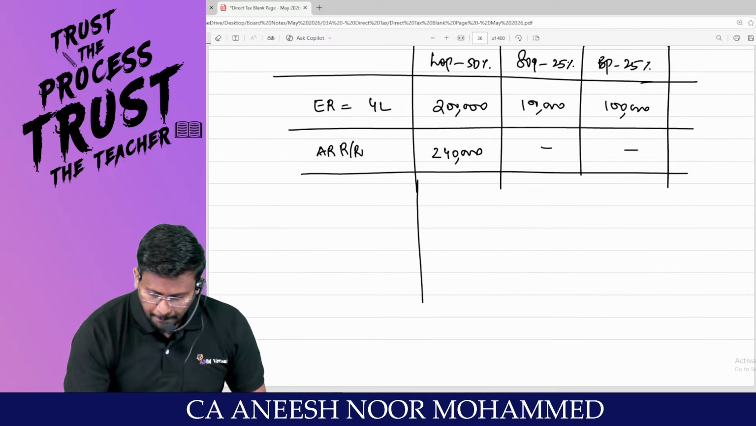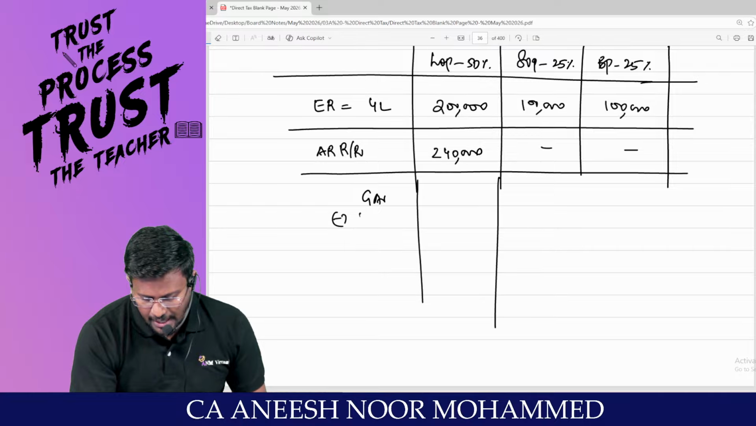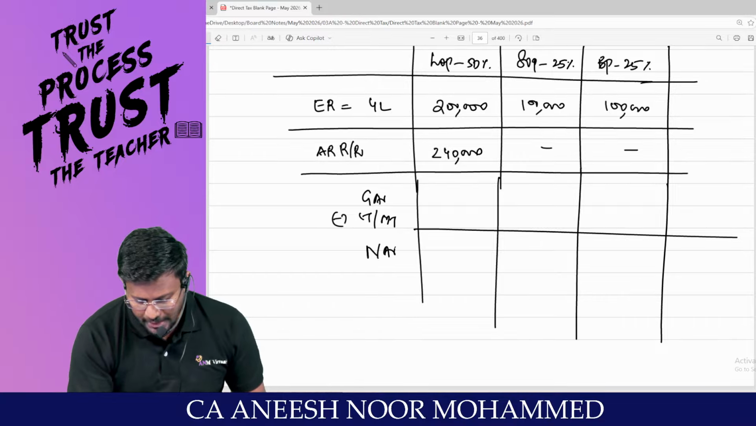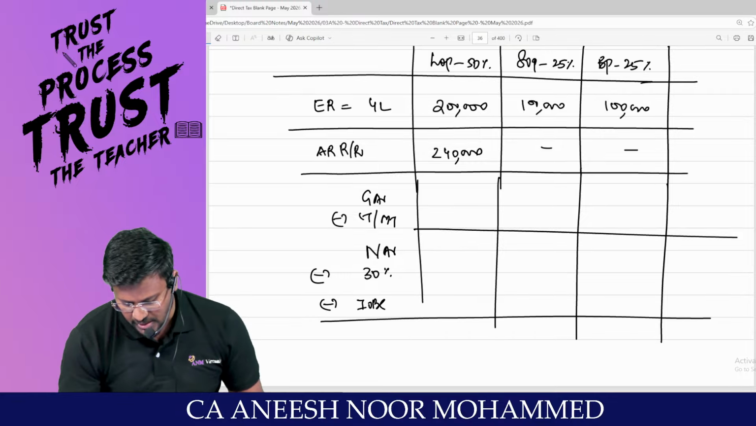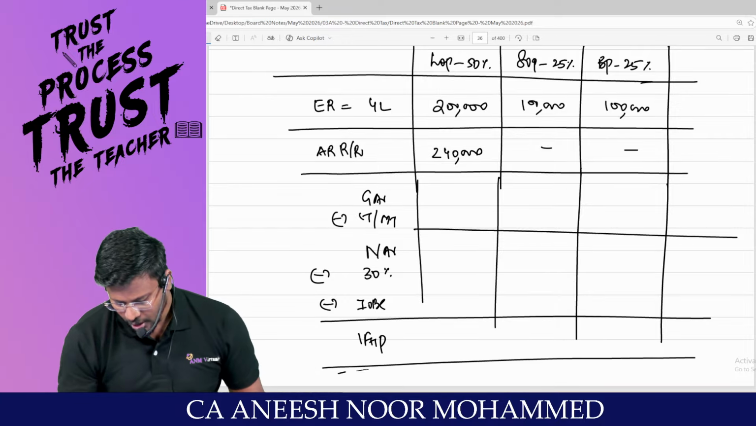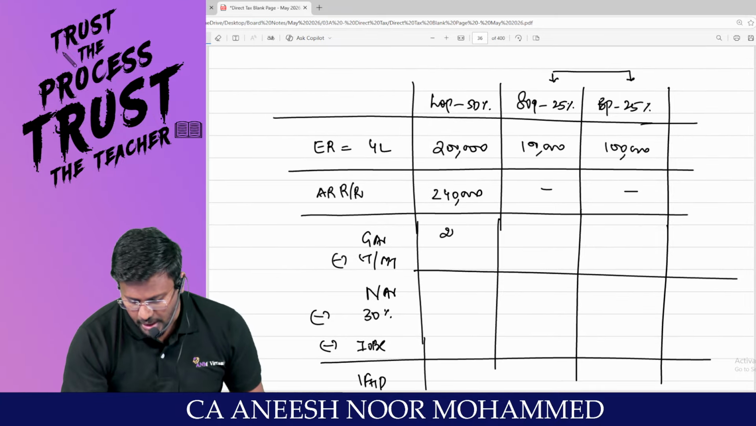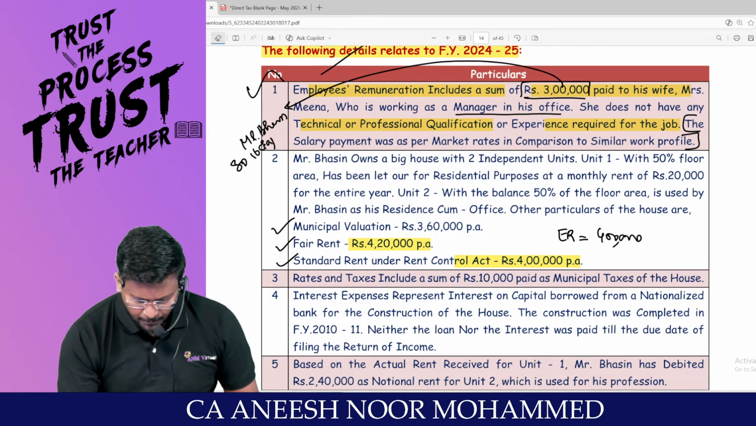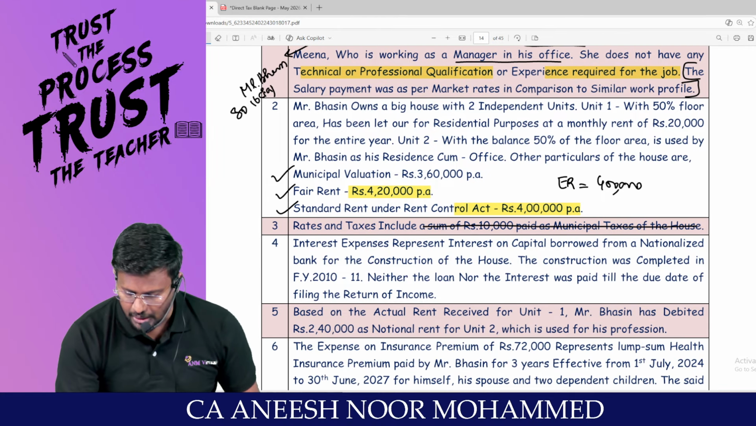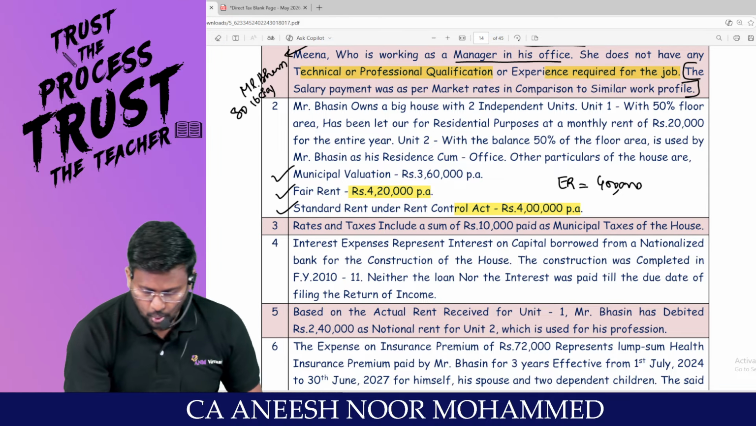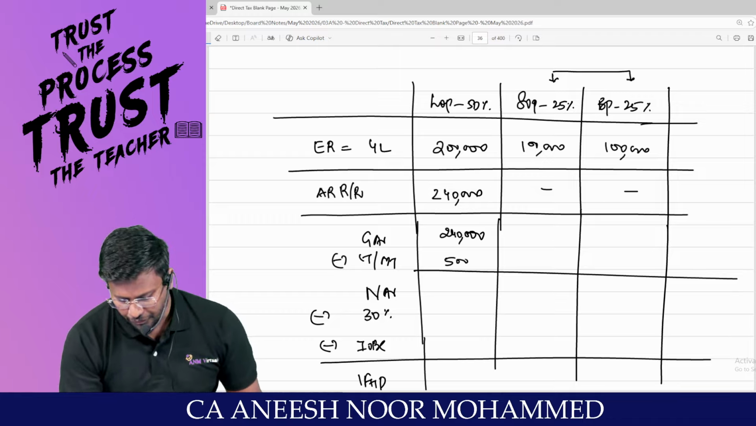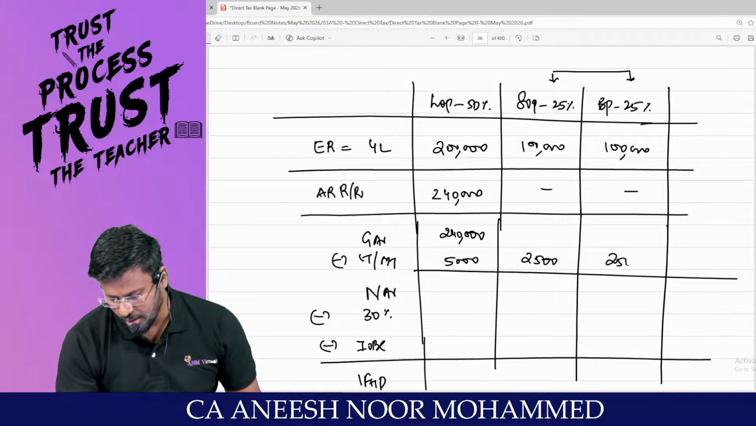Am I right? My dear lovable students, now gross annual value less taxes paid by the owner. Am I right? You will get net annual value, less deduction 30%, and you will be having interest on borrowed capital, and you will be getting income from house property. For this 50% portion, GAV will be 2,40,000. Is there any local tax paid by the owner? Rates and taxes include a sum of 10,000 paid as municipal tax of the house. So total is how much? 10,000. So split it. 10,000 half, 5,000. Here 2,500 and here also 2,500.